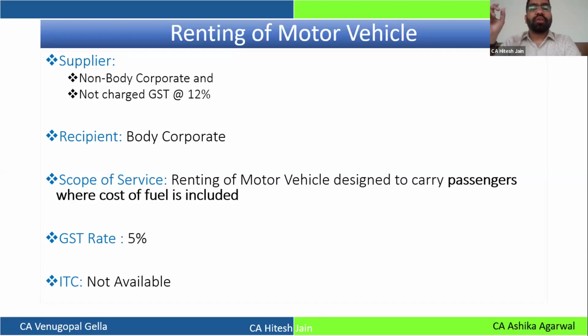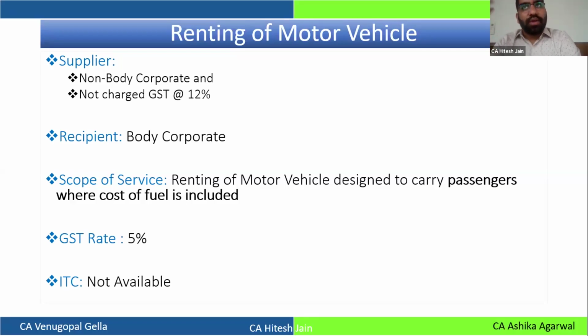Now, what is the scope of services? Renting of motor vehicle designed to carry passengers. The next term is important here, where cost of fuel is included in the invoice itself. If the supplier who is giving you an invoice is including the cost of fuel in such invoice for providing rent-a-cab facility to carry passengers, then in such cases, if the supplier is not a body corporate, you are a body corporate and the supplier is not charging GST at 12%, you are liable to pay RCM. At what rate? At 5%.